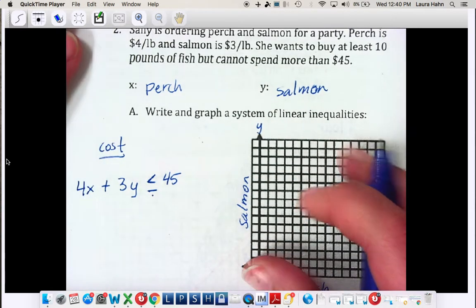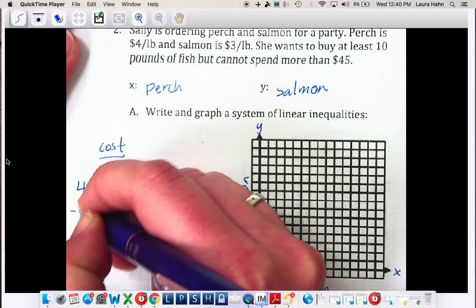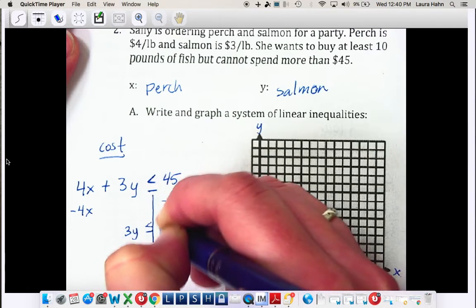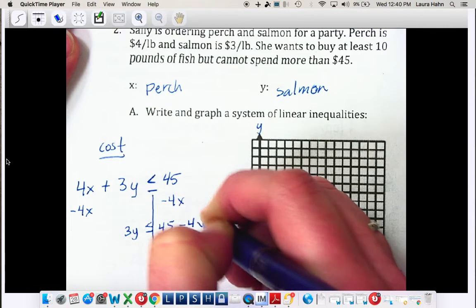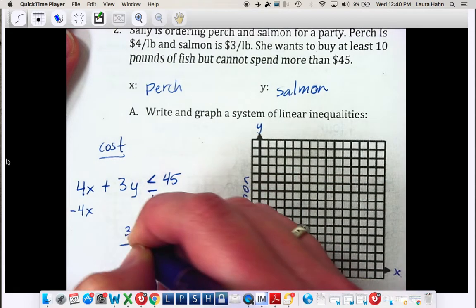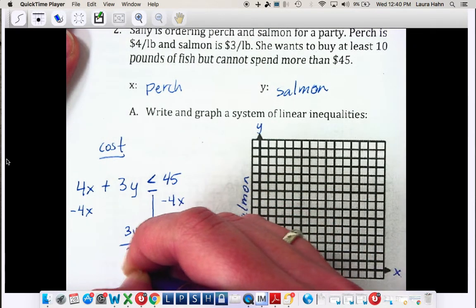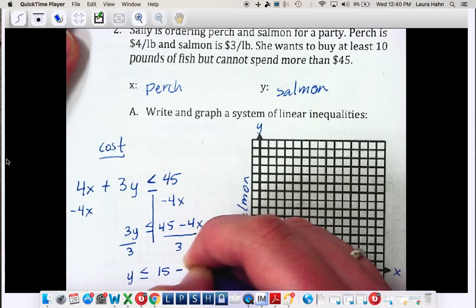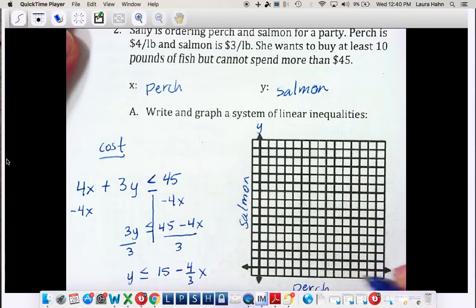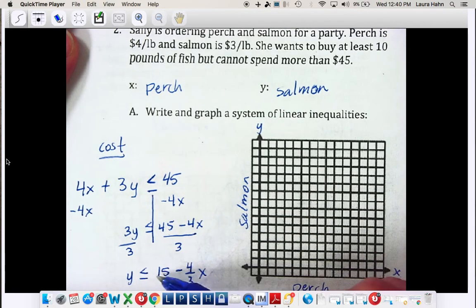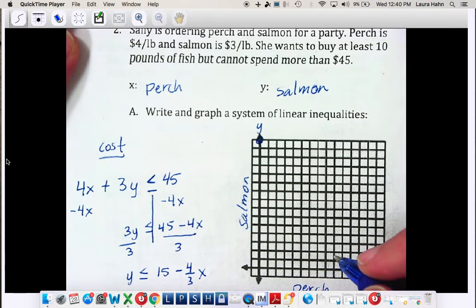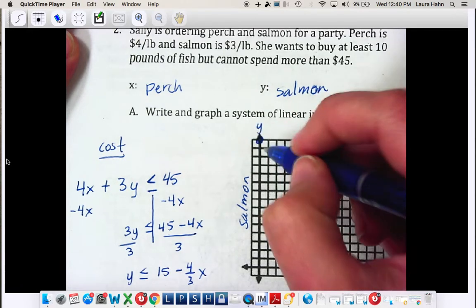So I'm going to go ahead and solve this by taking away 4x from both sides. 3y is less than or equal to 45 minus 4x. Then I divide both sides by 3. So y is less than or equal to, 45 divided by 3 is 15. Negative 4 divided by 3 is negative 4/3, and the x drops. So my y-intercept is 15. My slope is negative 4/3, so I'm going to go down 4/3 to the right 3.